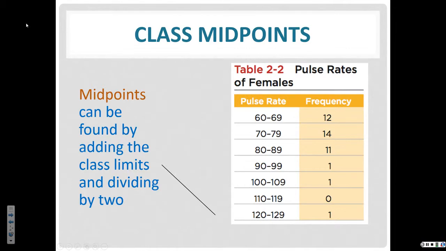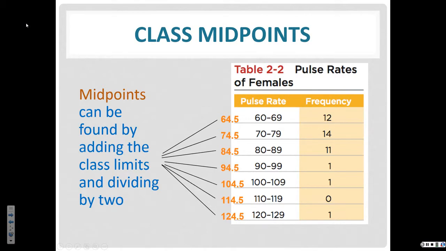The midpoint. Midpoints can be found by adding up the class limits and dividing by 2, right? I want to find the average of the class. So I'm going to take 60 plus 69, divide by 2. The middle number is what? 64.5. Now, I could say 70 plus 79 divided by 2 is?